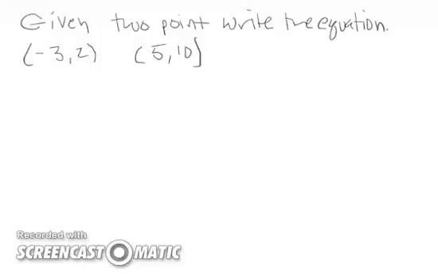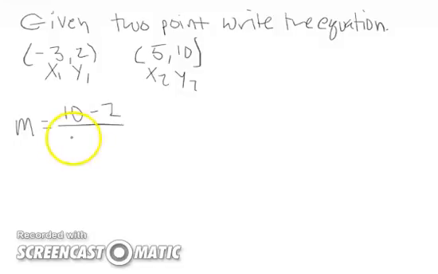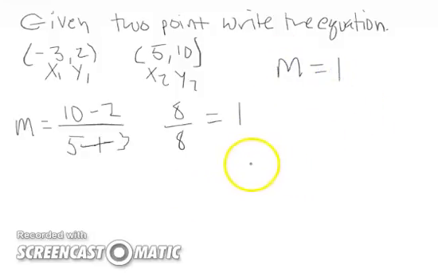Alright, here's our last one. This one's just a review one because it's the longest one here. We're going to write an equation given 2 points. First thing we want to do is label our points and use our slope formula. y2 is going to be 10 minus 2 over x2, which is 5 minus a negative 3. That becomes positive, so I get 8 over 8, which is 1. So my slope is 1.